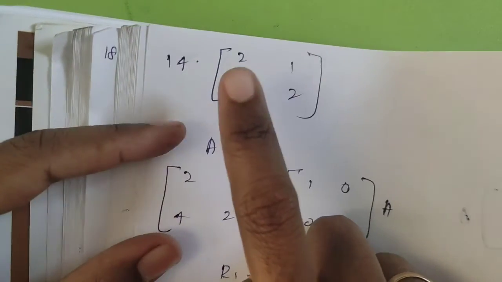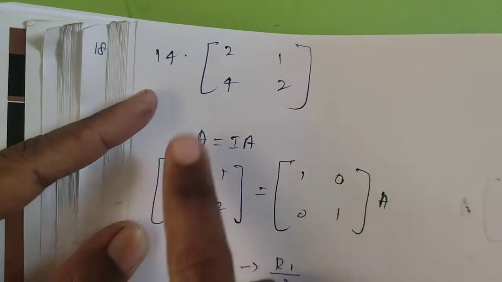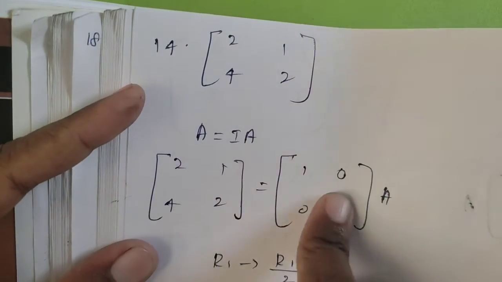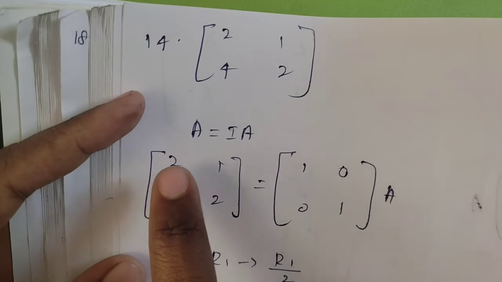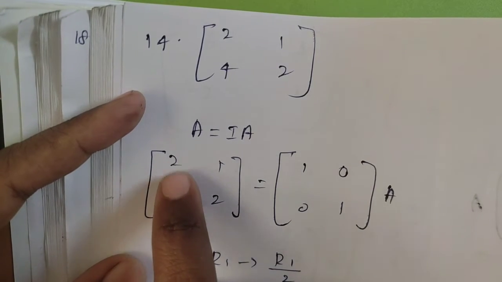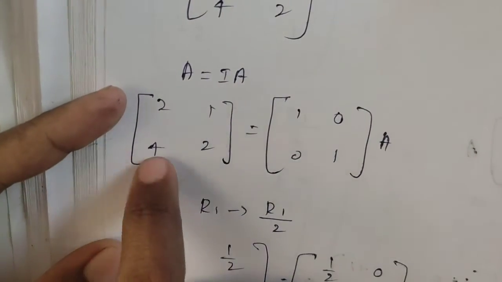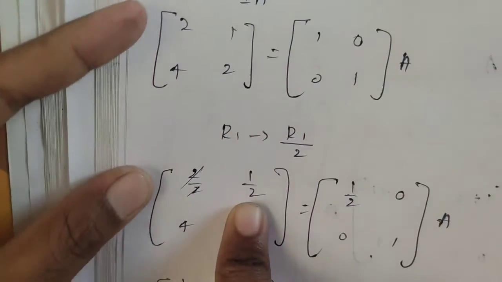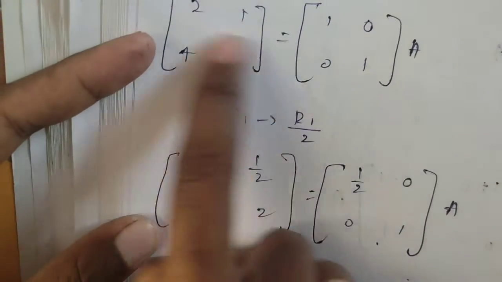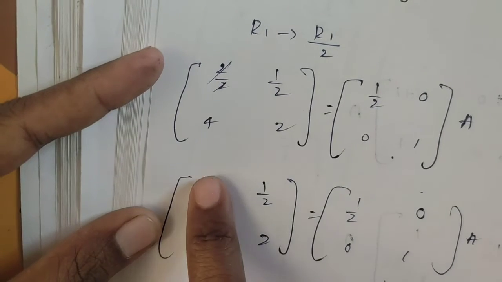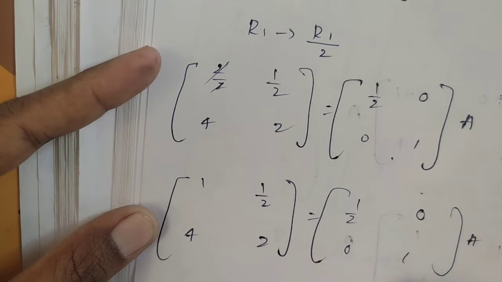So the next problem: 2, 1, 4, 2. Write this as A is equal to IA. The A matrix is written, and I is the identity matrix. First I should make this element 1. I am just dividing the same element 2 by 2, so R1 tends to R1 by 2. So 2 by 2, 1 by 2. Here on the RHS, 1 by 2, 0 by 2. R2 is kept as it is: 1, 1 by 2, 4, 2 is equal to 1 by 2, 0, 0, 1 into A.